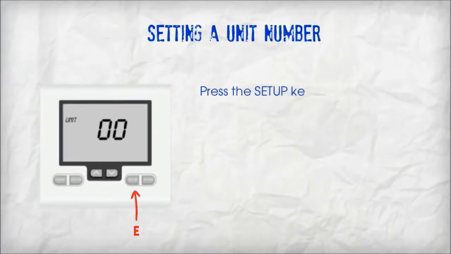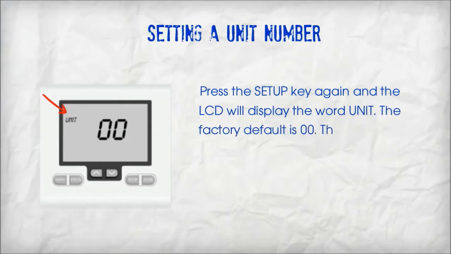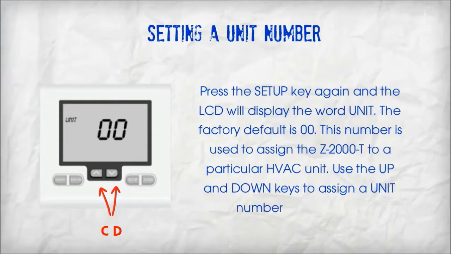Setting a unit number. Press the setup key again and the LCD will display the word unit. The factory default is 00. This number is used to assign the Z-2000-T to a particular HVAC unit. Use the up and down keys to assign a unit number from 00 to 99.